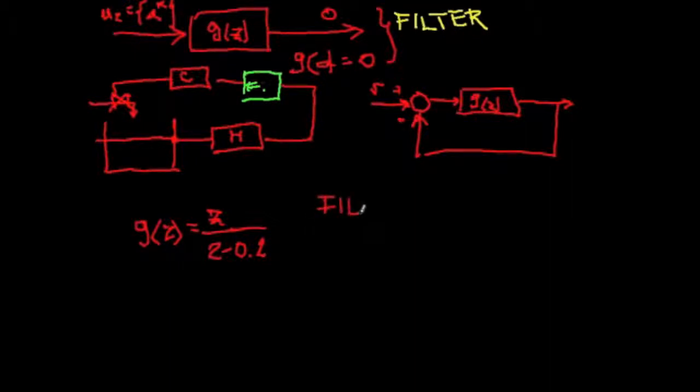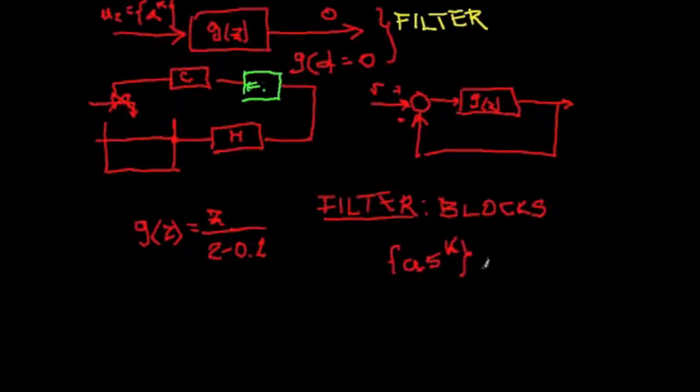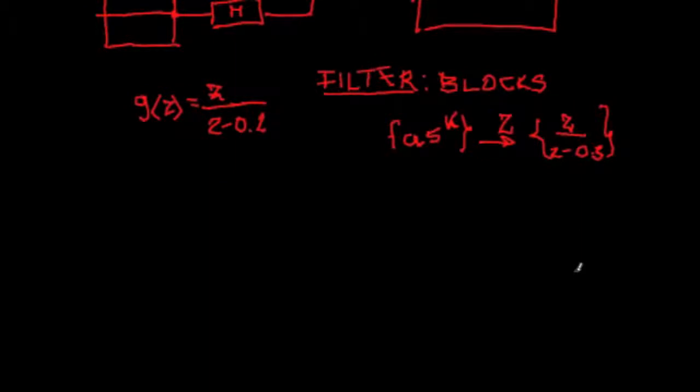the filter blocks the sequence. This is the desired sequence that we want to filter or block, 0.5 to the K. In other words, we know the Z transform of this sequence, and it is just 1 over Z minus 0.5. So if we don't want to have this sequence, we'll just invert the transfer function of this signal.